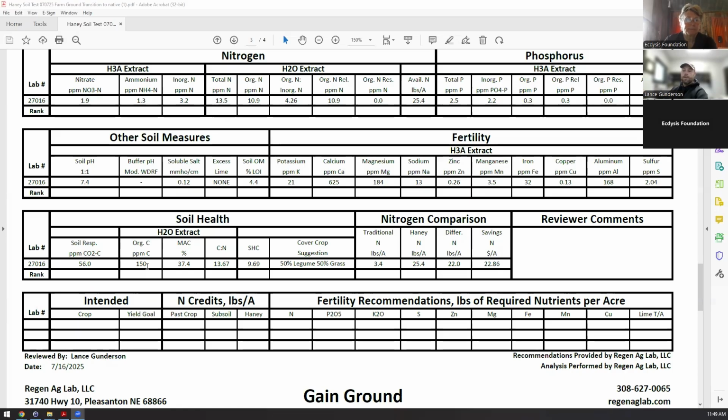Again, soluble salts are about the same. If you actually compare all the fertility numbers, potassium, they're all really relatively close. I think potassium didn't go anywhere below 20 and above 25 on these 4 samples. Phosphorus is all relatively the same. Sulfur is relatively the same. So that again points back to pH constraint.